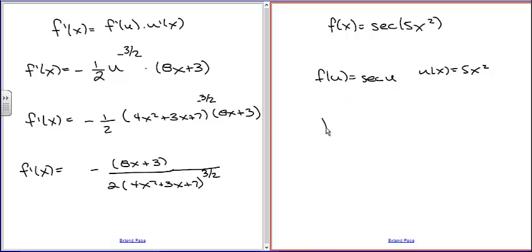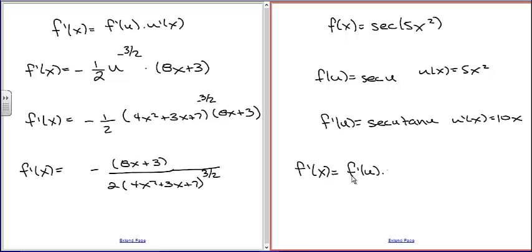Okay. Now the secant, you'll have to go to your book and find what the derivative of that is. It turns out that it's the secant tangent. And u prime of x, easy peasy, 10x. So the chain rule says f prime of x is equal to f prime of u times u prime of x. Secant u tangent u times 10x.